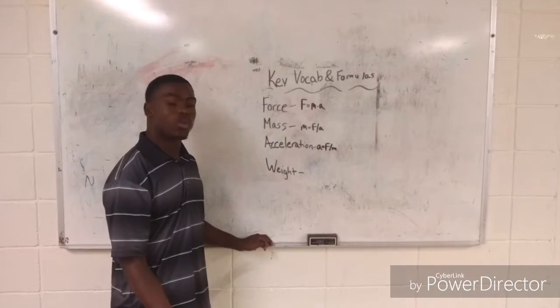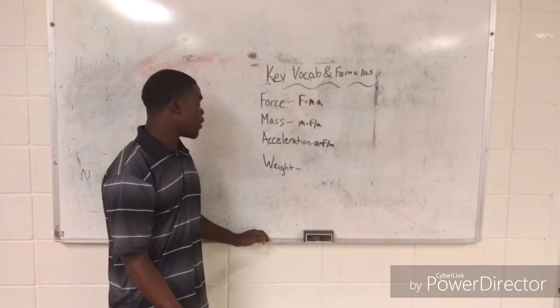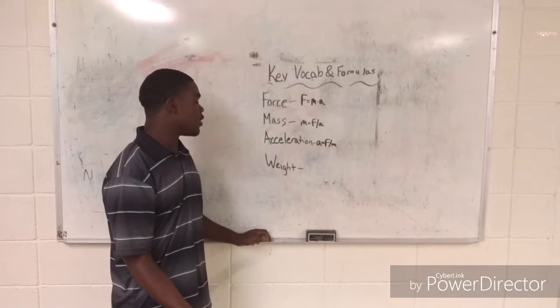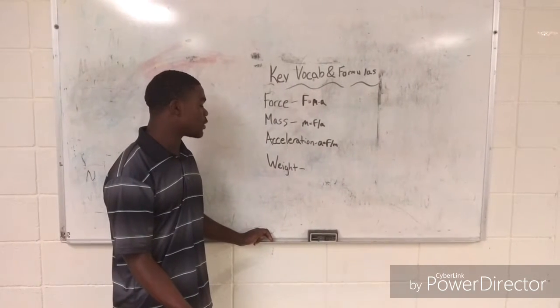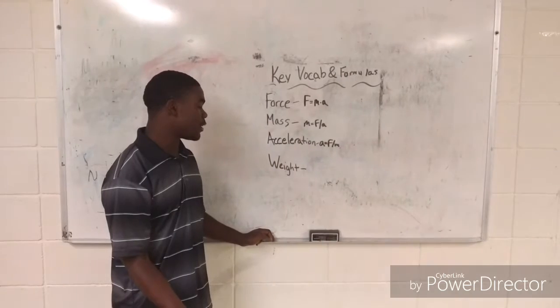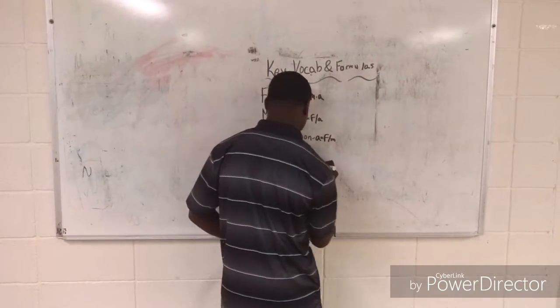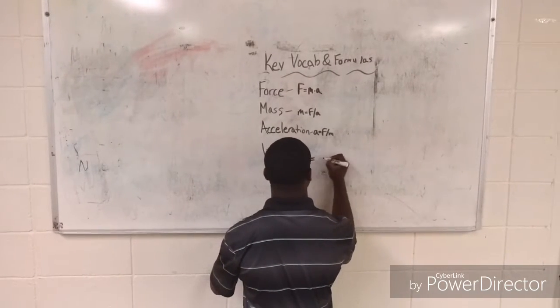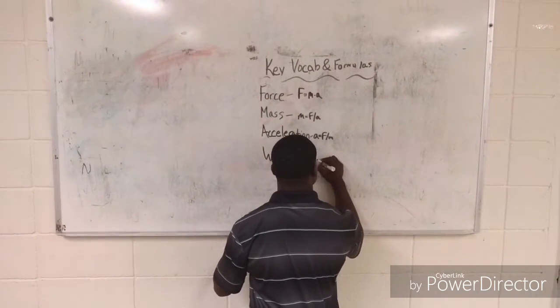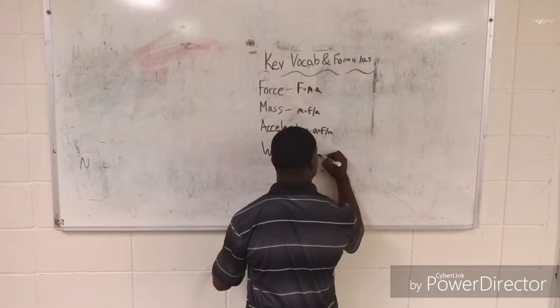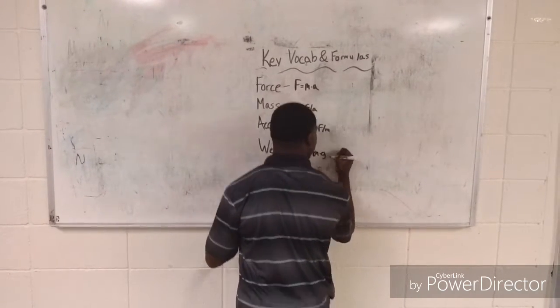Last but not least, weight. Weight is the amount of force on an object due to gravity. The formula for weight would be weight is equal to mass times acceleration due to gravity.